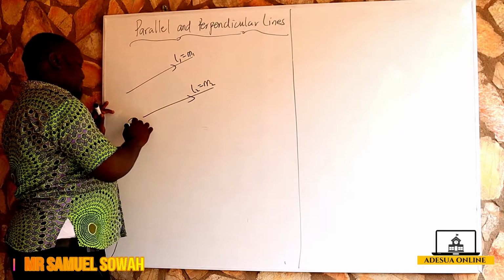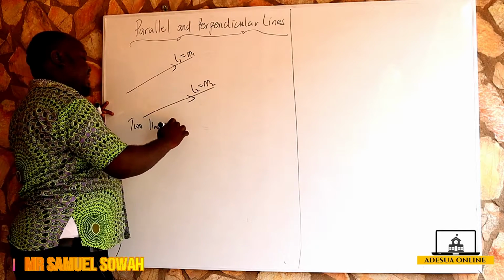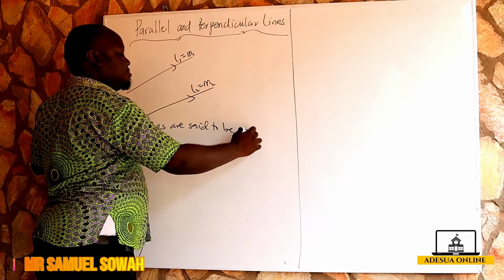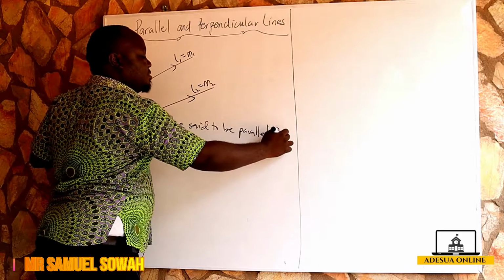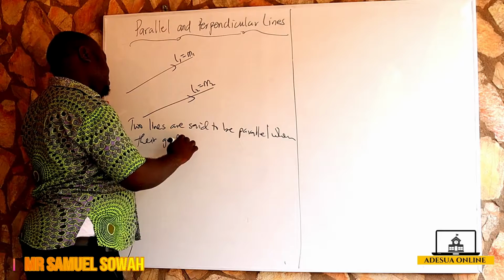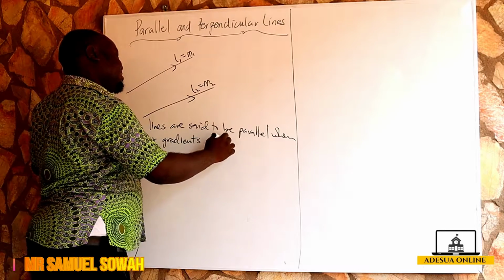So two lines are said to be parallel when their gradients are the same.